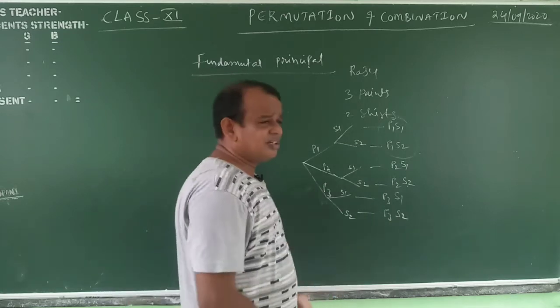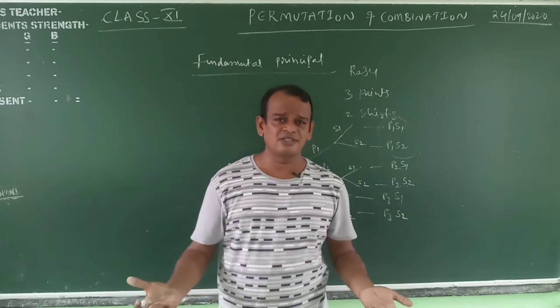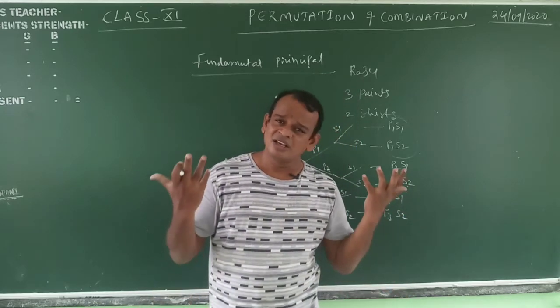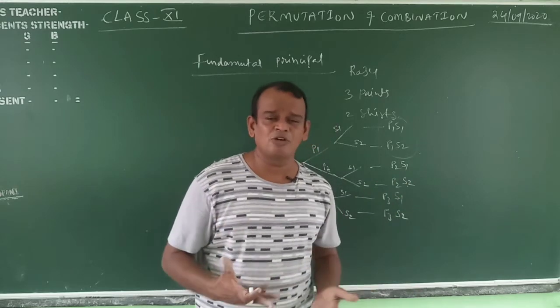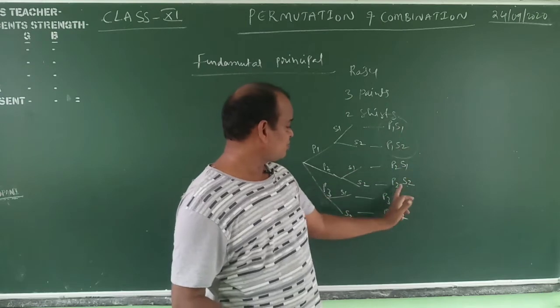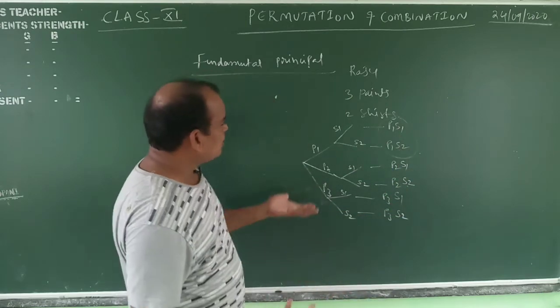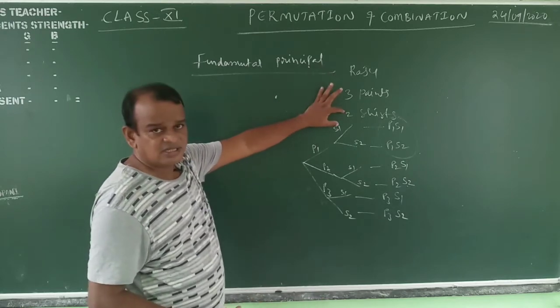Raju, you have 3 pants and 2 shirts. How many different ways can you dress up? Means how many days will you use different ways? 6 days, 1, 2, 3, 4, 5, 6 ways. Here one work is the pants, another work is the shirts.